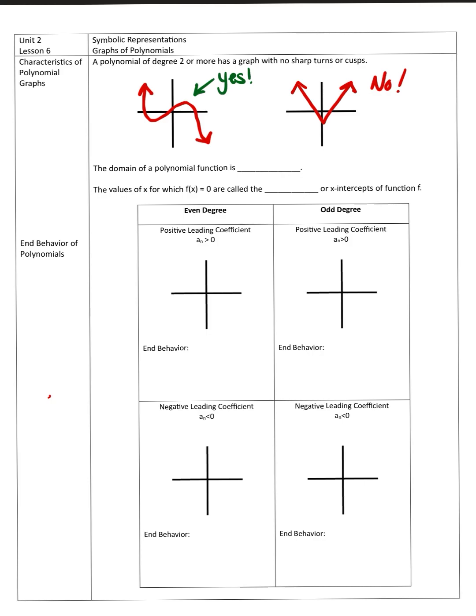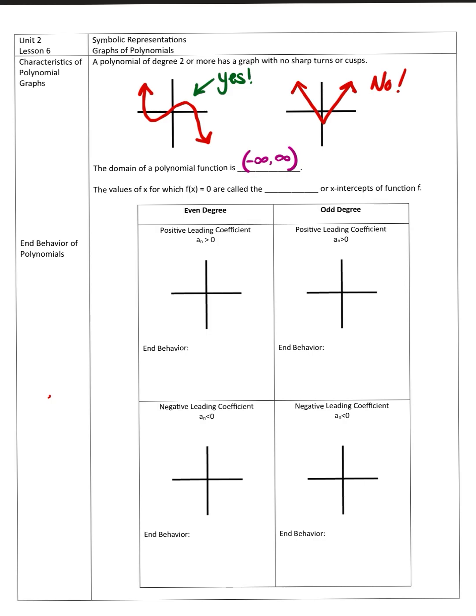All right, so now let's talk about the domain of a polynomial function. Polynomial functions go on forever in both directions. So your domain is going to be negative infinity to positive infinity. The range would depend on the polynomial function itself, but the domain we know will always be negative infinity to positive infinity for a polynomial function.